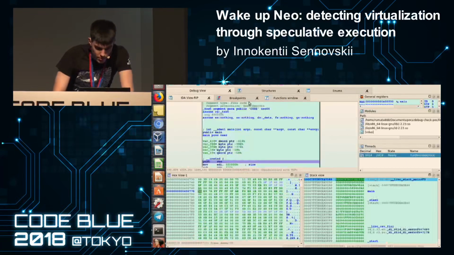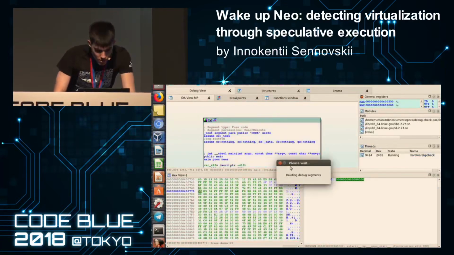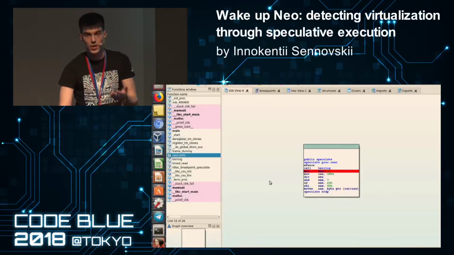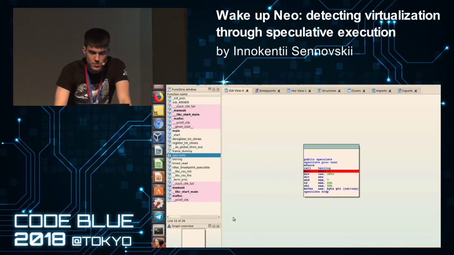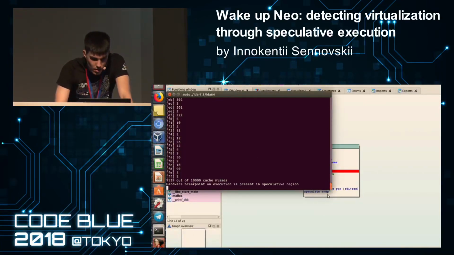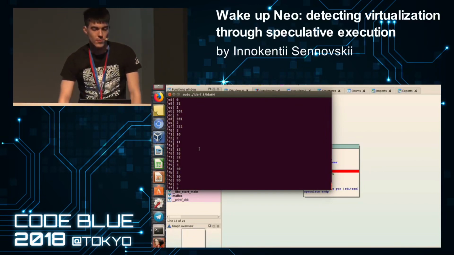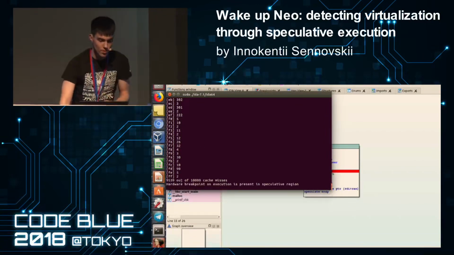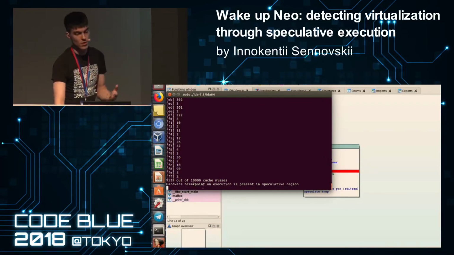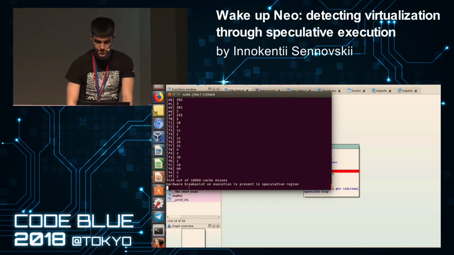Let's try to execute the same function. As we see, the breakpoint wasn't hit since it's in the speculative region, and the debugger doesn't think that this portion of memory was executed. And what did we get? We see that the page misses are all over. Most of the accesses are cache misses, which didn't go in the specified region. So we can determine that there was a hardware breakpoint on execution.